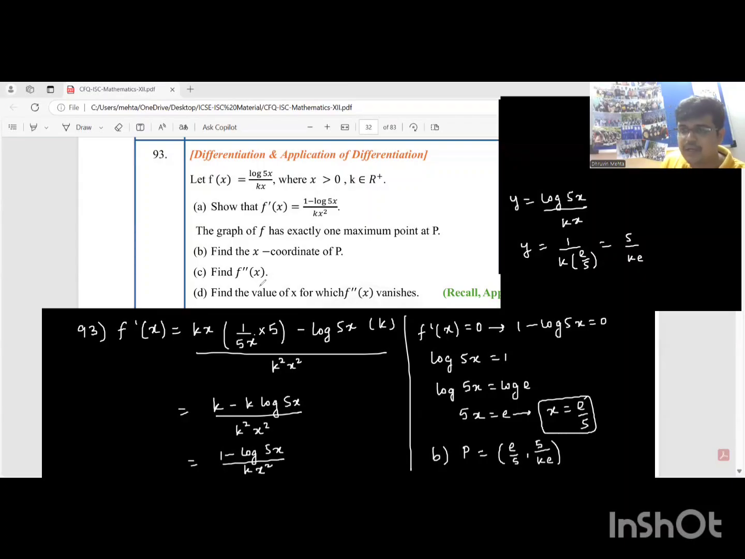For the students, we have to find the double derivative. I leave this part up to you. You take the derivative of this, and we have to find the value of x for which f double dash x vanishes. So you find the derivative, you equate it with 0, and you'll get the answer.